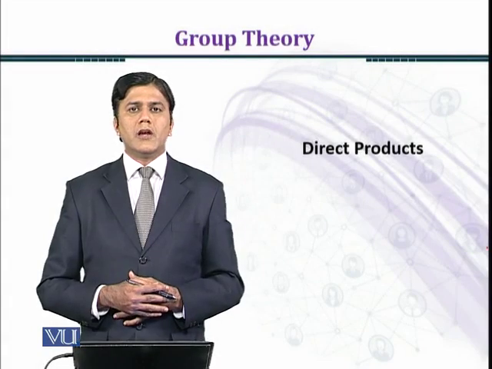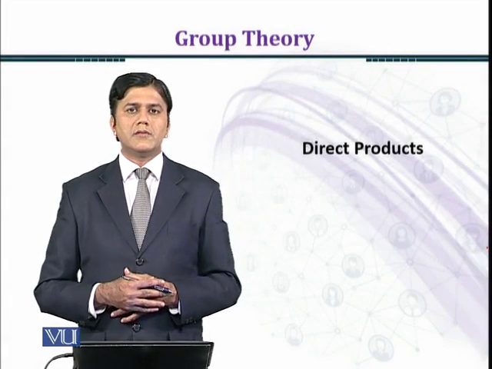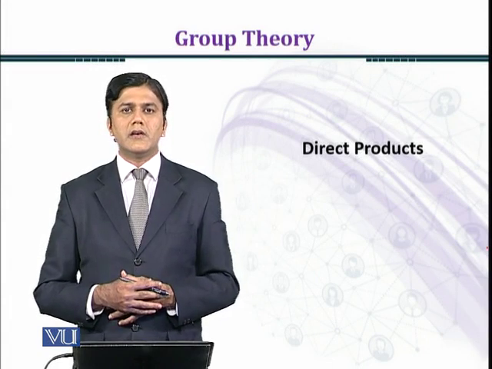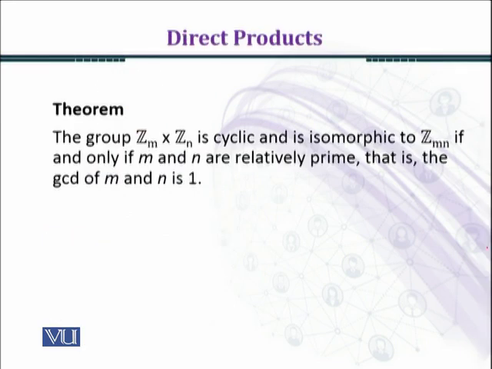In this module, we shall prove that Zm cross Zn is cyclic if and only if GCD of m and n equal to 1. Now we state the theorem. The group Zm cross Zn is cyclic and is isomorphic to Zmn if and only if m and n are relatively prime. That is, GCD of m and n is 1. Now we prove this theorem.